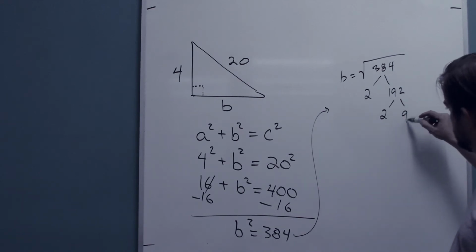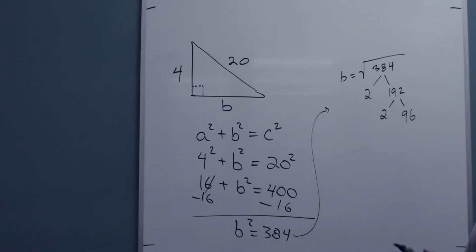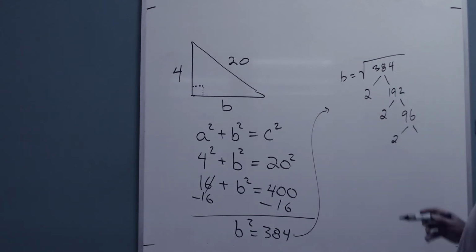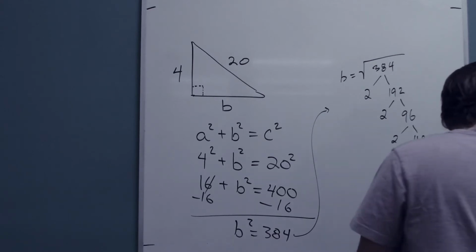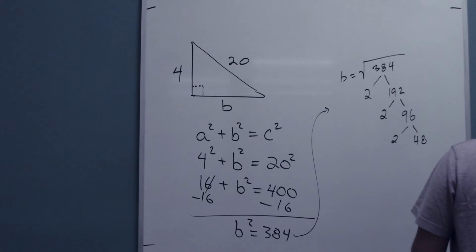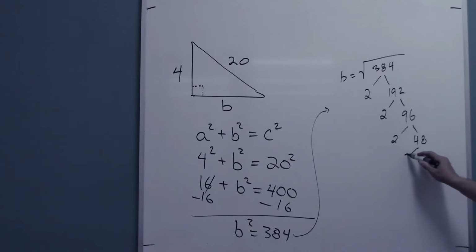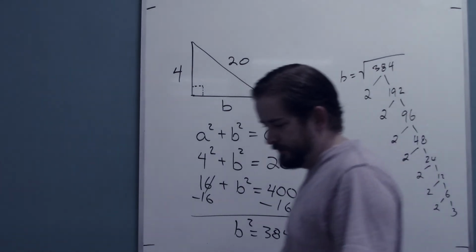96. Right? Yeah. Still divisible by 2, so 2 and 48. I think this seems wrong, but let me check. 192, 96. Yeah, no, we're good. 48 still divisible by 2, and 24 divisible by 2 again, and 12 divisible by 2 again, 6 divisible by 2. There's a lot of 2's there. Right?